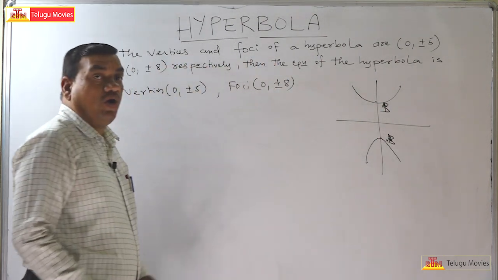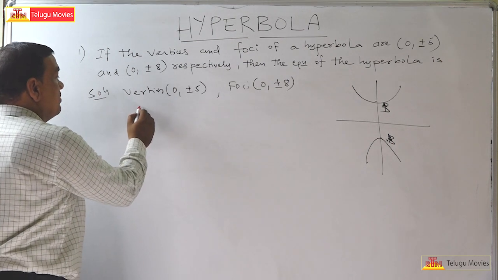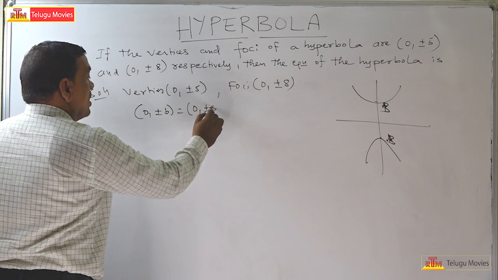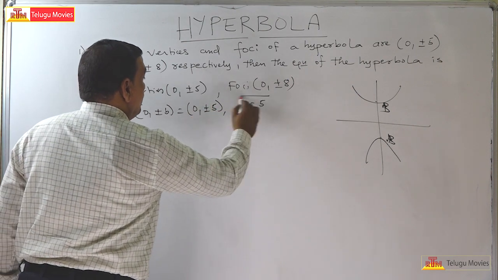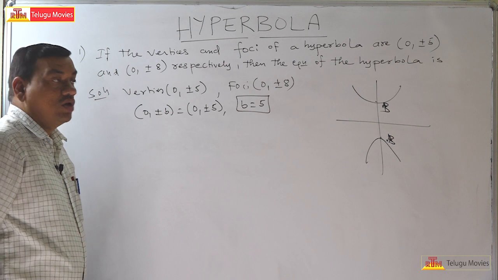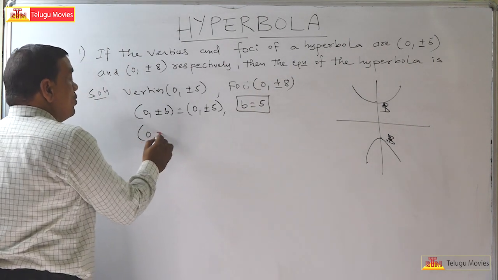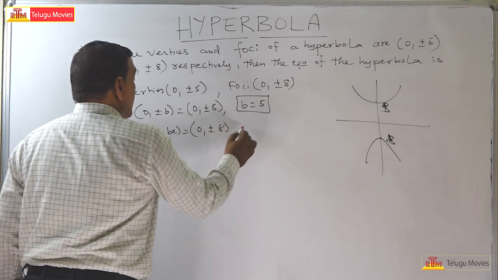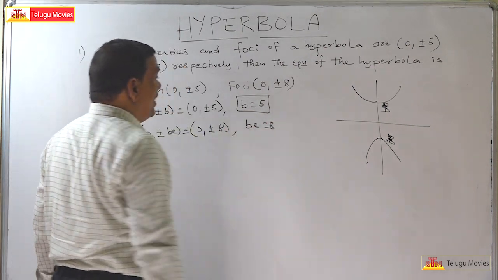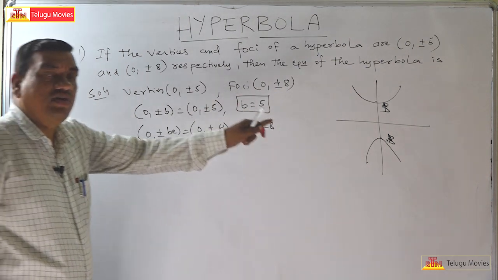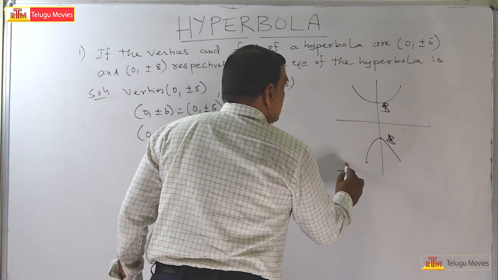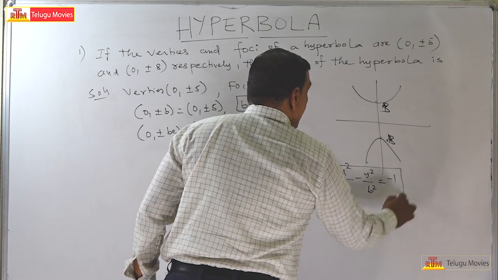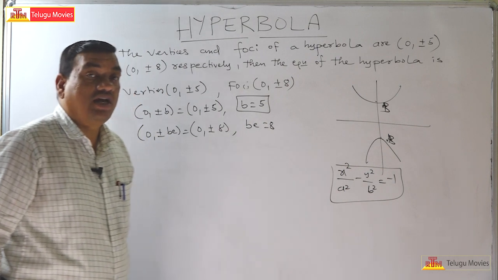Now we know that vertices are nothing but (0, ±b), given as (0, ±5). Therefore, b is equal to 5. The foci are (0, ±be), given as (0, ±8). Therefore, be is equal to 8. Now, what is the equation of this type of hyperbola? This is x square by a square minus y square by b square is equal to minus 1. So this is a conjugate hyperbola.